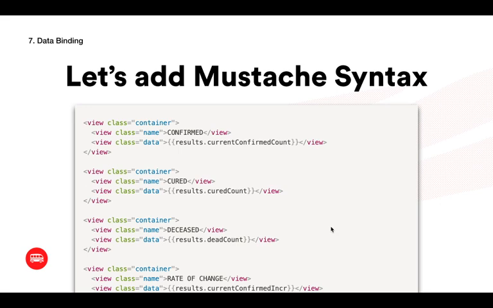So looking at our WXML, we have our results key, which is going to be in our data, and then we're going to do that results dot whatever the value is that we want to display at that moment. So we can see here that I'm trying to convey to the user the number of confirmed cases of COVID-19. Now, here I'm going to be doing results.currentConfirmedCount, which is the number of current confirmed cases, then results.curedCount, then results.deadCount, then results.currentConfirmedIncrease, which is the rate of change. So I'm going to be adding the mustache syntax to all of my different layers of my WXML. All right, so let's look at how this works.